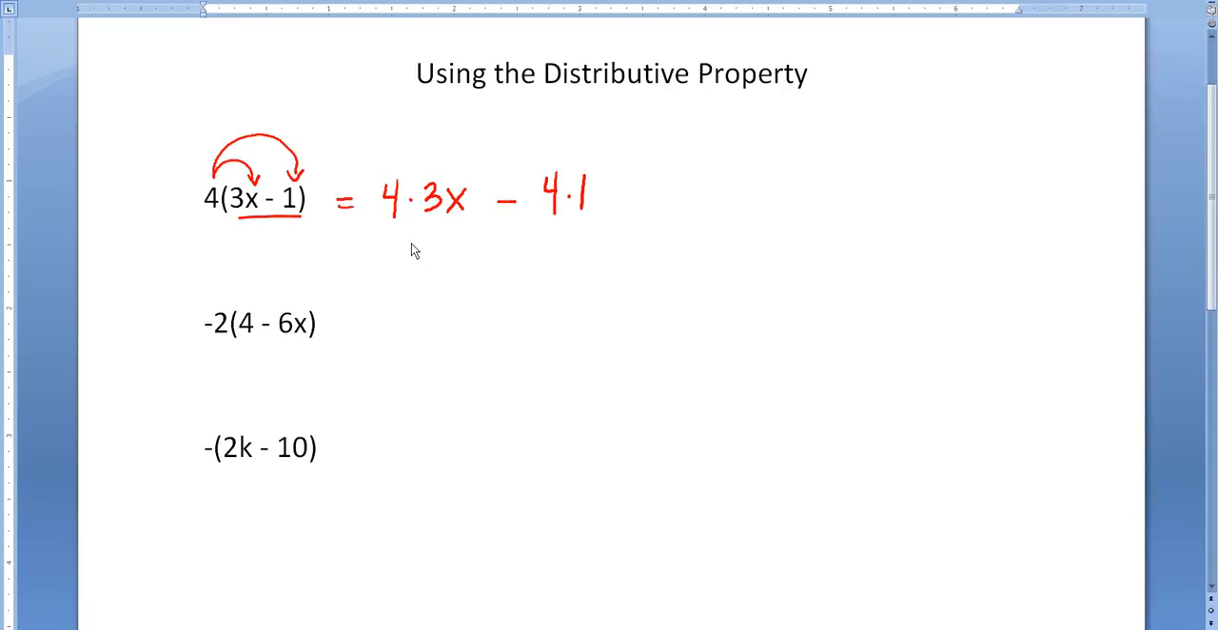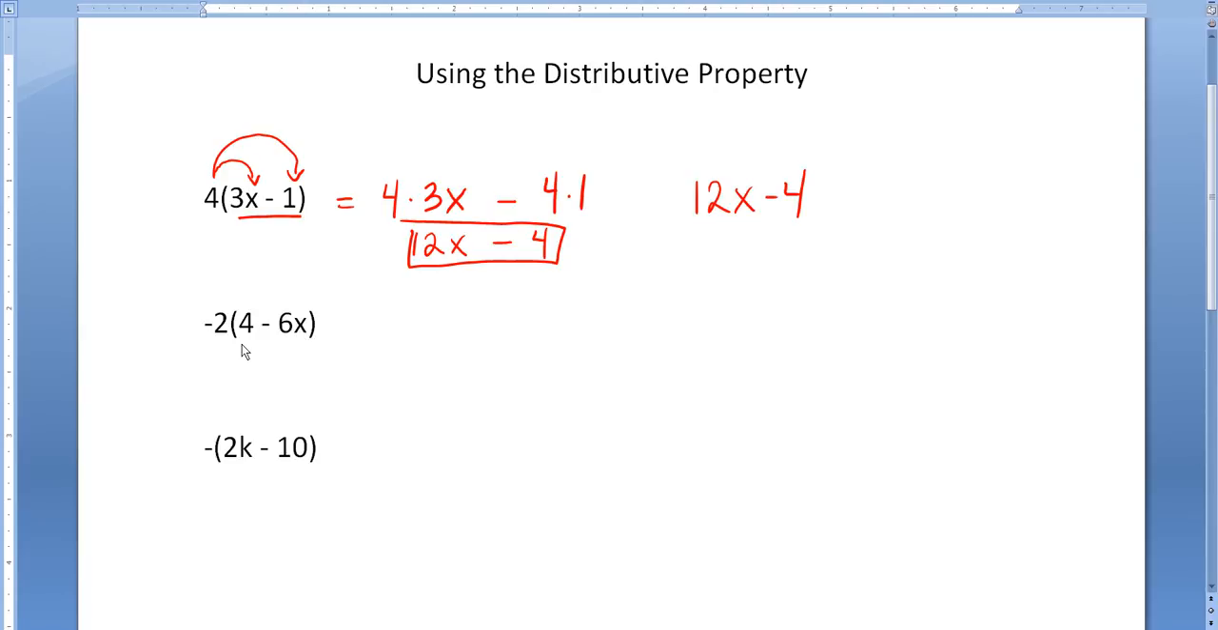Now I can do some simplification. 4 times 3x is 12x. Subtract 4 times 1 is 4. Now, are those like terms? Can they be combined? No, they cannot. That is my final answer, 12x subtract 4. Okay, let's take a look at this next problem.